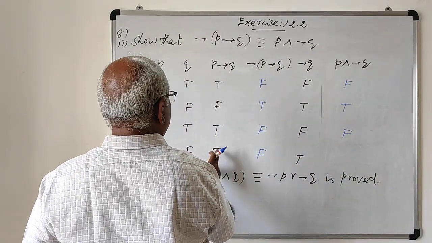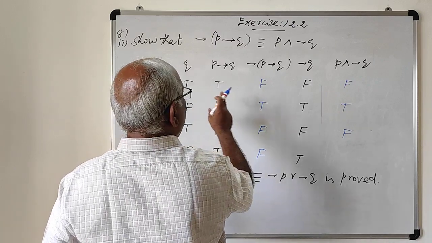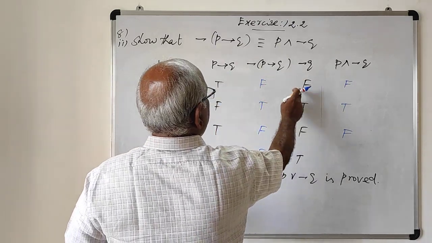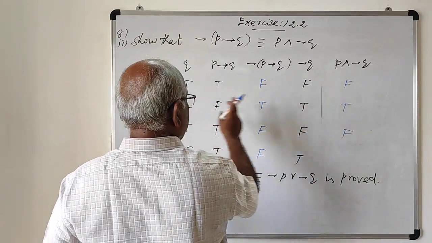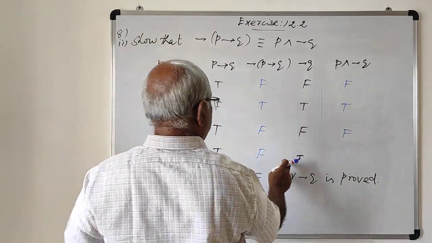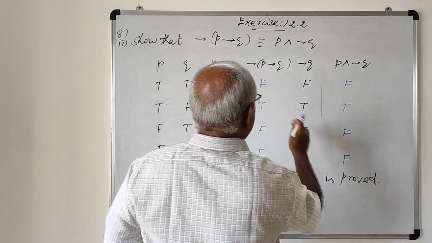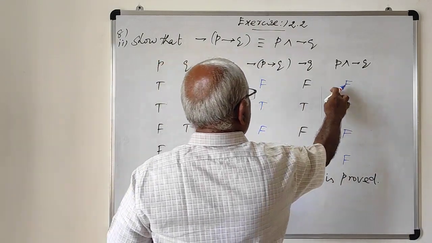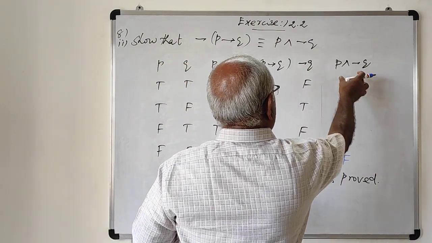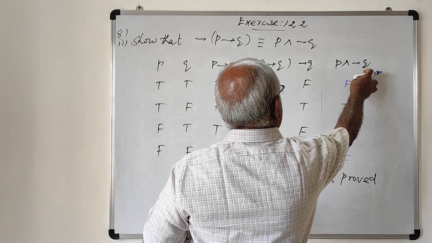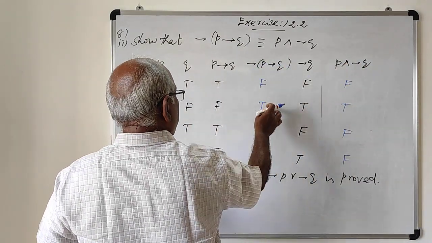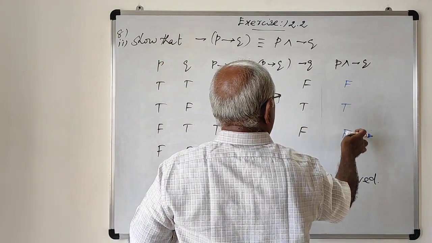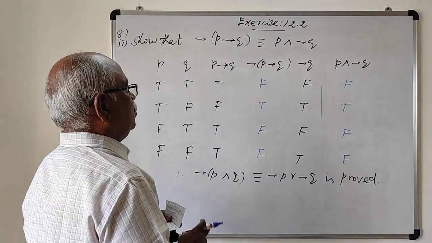F conjunction T is F. T conjunction F, F. T conjunction T, T. F conjunction F, F. F conjunction T is also F. See, F, T, F, F, F, T, F, F. The column P conjunction negation Q and negation of P implies Q are one and the same. Therefore, the given statement is also proved.